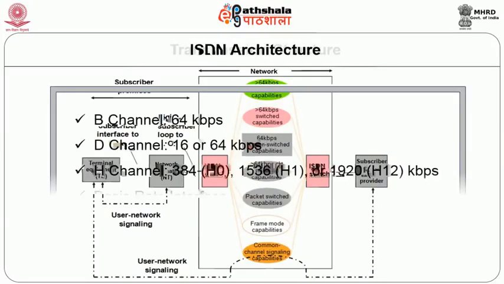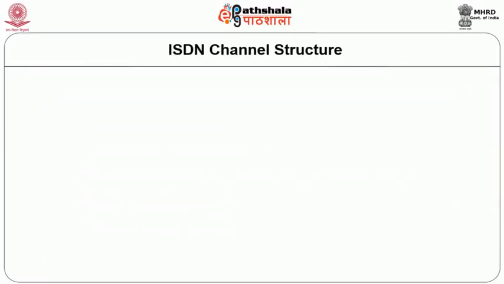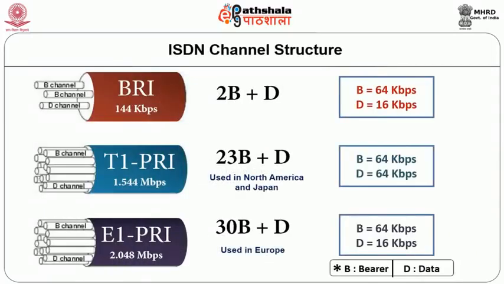The B channel has 64 kbps. The D channel will be either 16 or 64. There are also H channels now, at 384, 1536 and 1920 kbps. Now, the ISDN channel structure and the bandwidth according to this. BRI generally has 144 kbps, because it uses only 2 B channels plus 1 control channel, the D channel. D generally stands for the control channel.